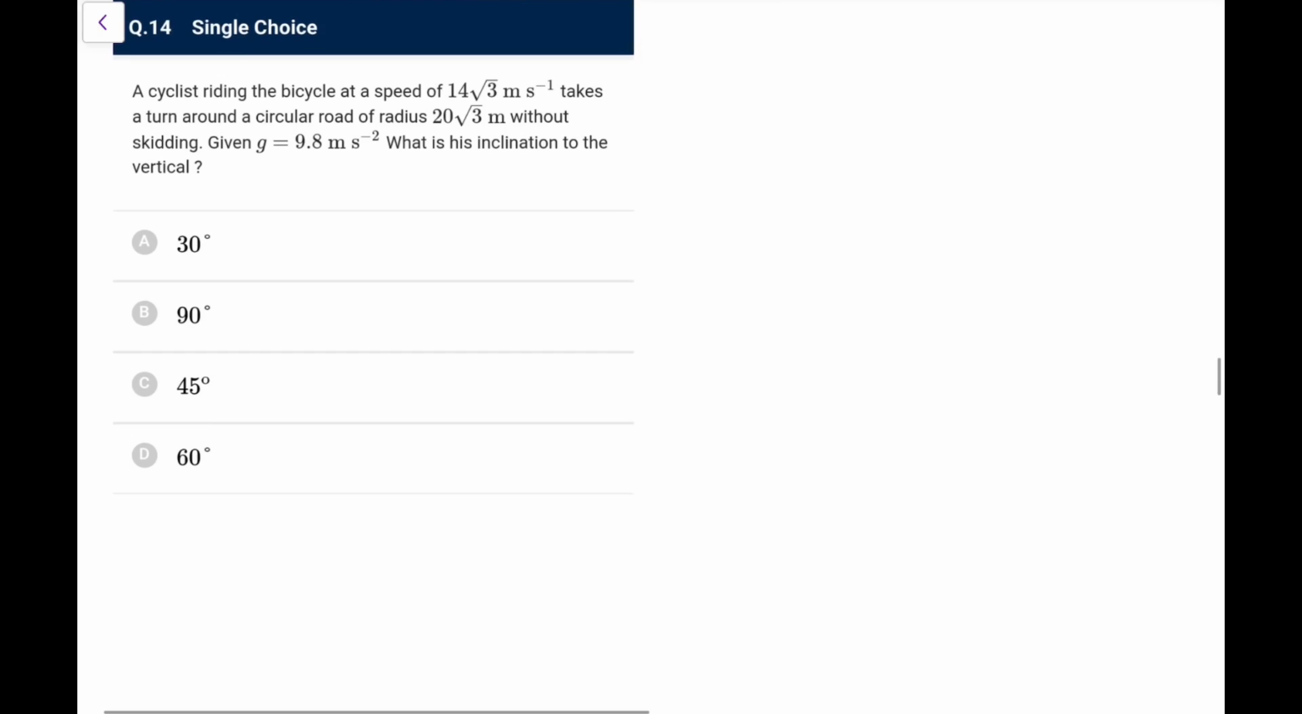Next one. A cyclist riding the bicycle at some speed takes a turn of radius this without skidding. What is the inclination to the vertical? Okay, so he takes the turn without skidding, and here what I mean is that there should be no friction. So simply it bends itself for you. It will be like it is doing the banking. So the diagram will be similar, and this would be the normal, one component balancing mg and one providing the necessary centripetal force. So let's say this angle is theta.